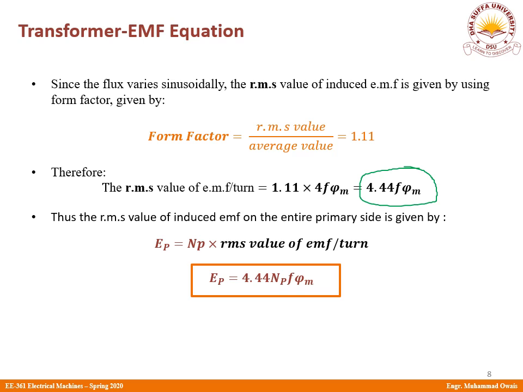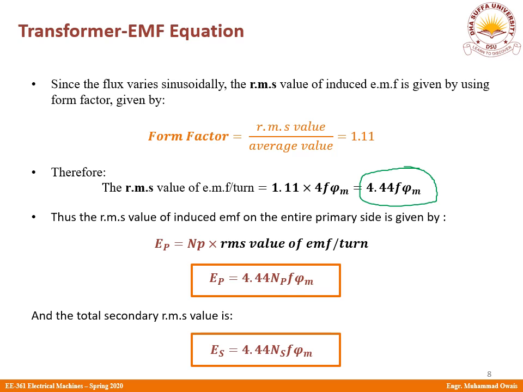And the same relation will be used for the RMS value at the secondary side as well. It says ES is given by this relationship. If you see, these are exactly the same, and the only difference is the number of turns. So now we know the EMF equation of a transformer. We can find the induced EMF at the primary and at the secondary side as well. It's high time that we solve some simple numericals related to this topic. So let's do this now.